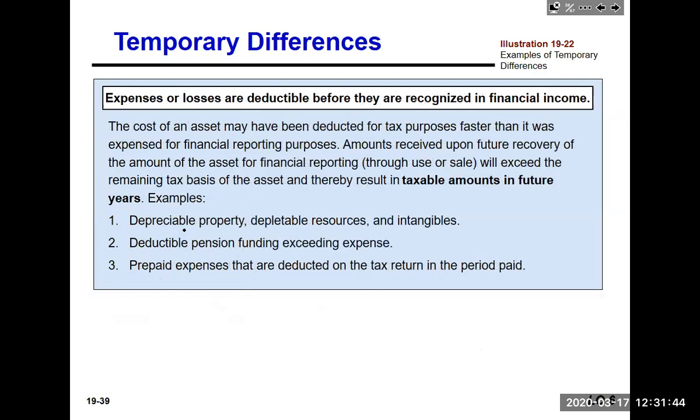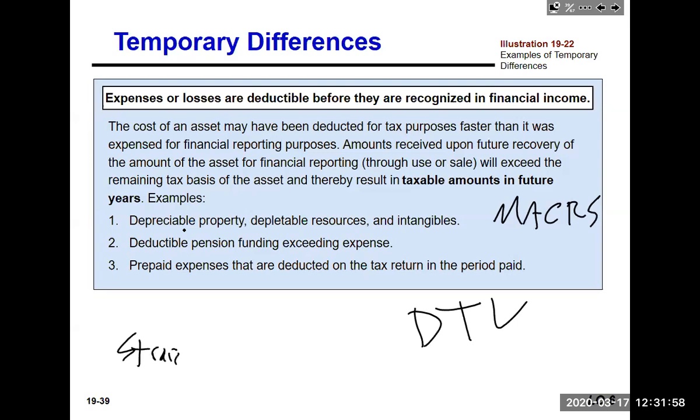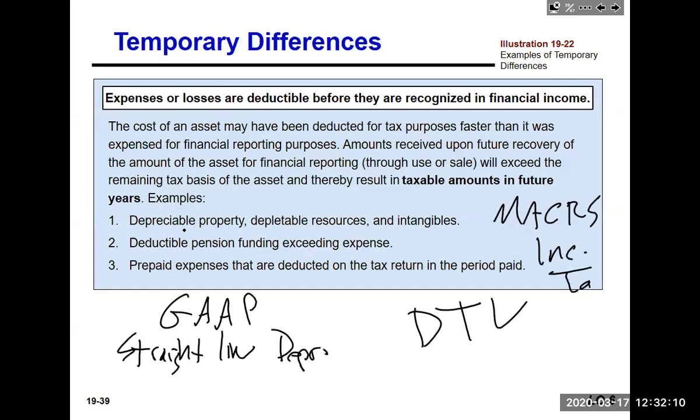And then now they go back to, I don't know why they do it this way, deferred tax liabilities, depreciable property. All right, macros, straight line. Most companies, again, I've said this several times, most companies use straight line depreciation for GAAP. And then they use macros for what? Income tax. I think you had macros in your tax class. A little bit of that, even though it's personal income tax. So they just give you some examples there.